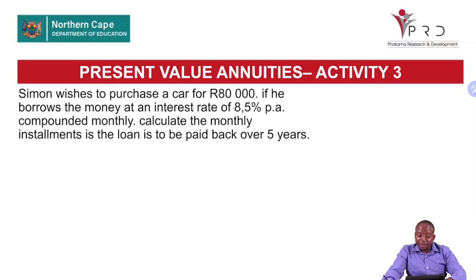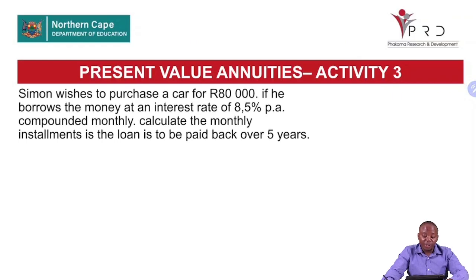Right, welcome back, grade 12. Now, let us discuss the solutions to this activity. The activity says Simon wishes to purchase a car for 80,000. If he borrows money at an interest rate of 8.5% per annum compounded monthly, calculate the monthly installments. Is the loan to be paid back over 5 years?